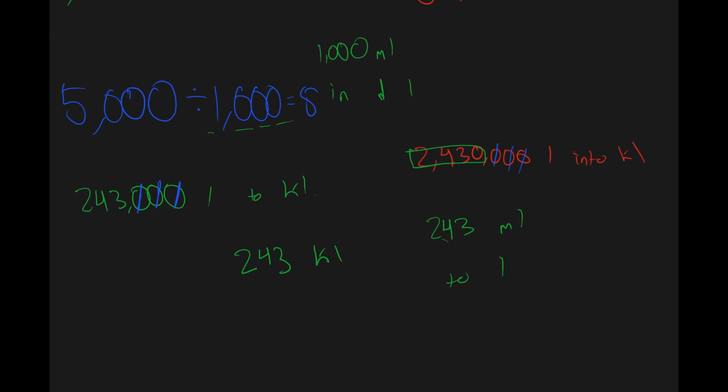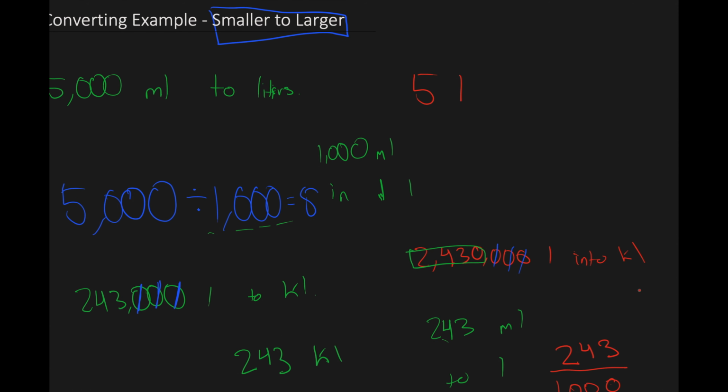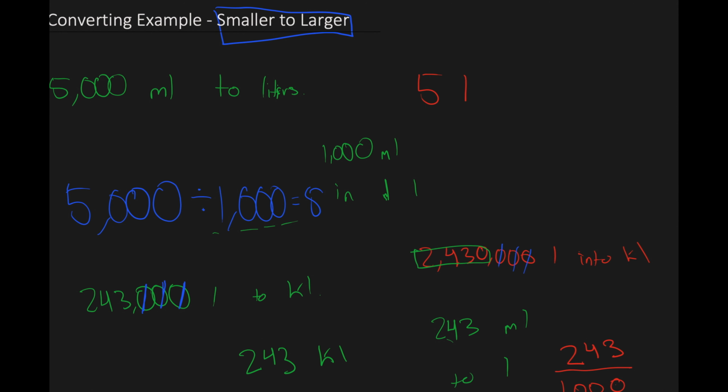So what you do, you take this number, 243, put a fraction bar, and you just write 1,000 below. And there you go. How many liters is 243 milliliters? 243 1,000ths of a liter. So that's how you can convert smaller to larger with metric units.